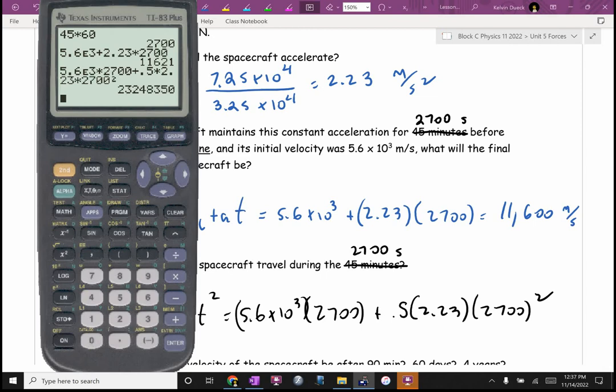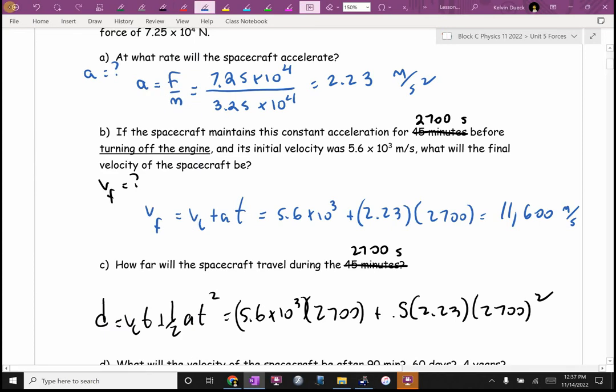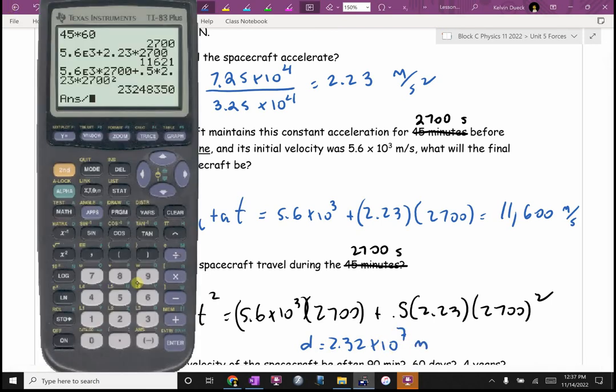I got 23,284,350. Yeah? I'm going to write it in scientific notation because it's a big number. 2.32 times 10 to the 1, 2, 3, 4, 5, 6, 7. 2.32 times 10 to the 7th meters. If I divide by 1,000, so 23,000 kilometers. Fair bit of distance, but not crazy.